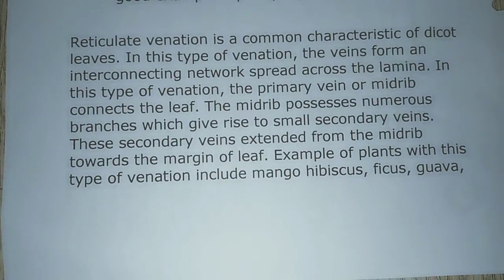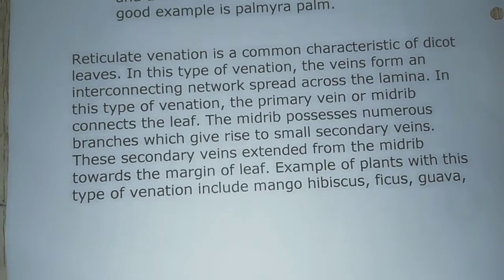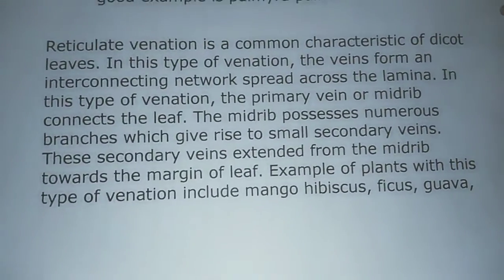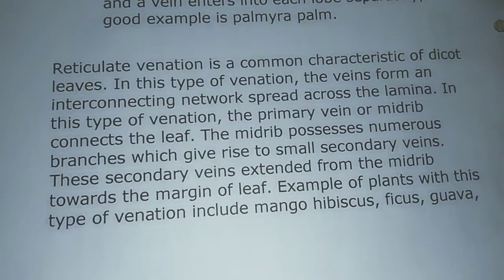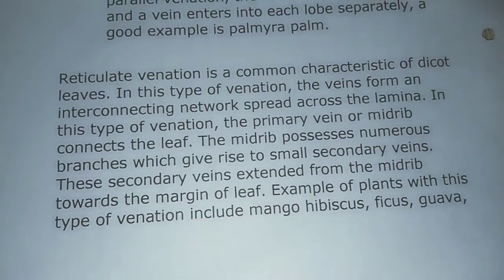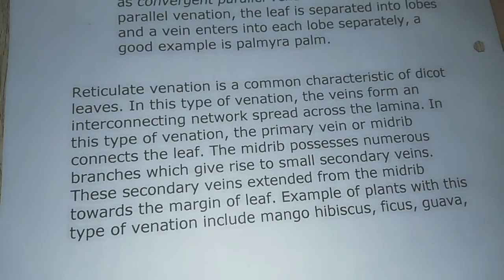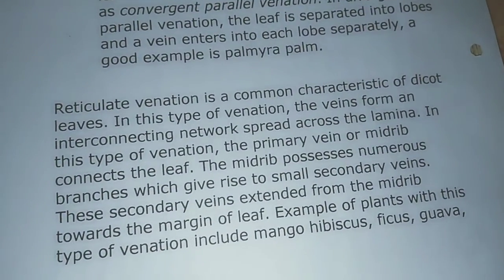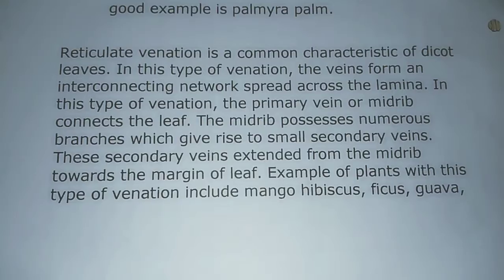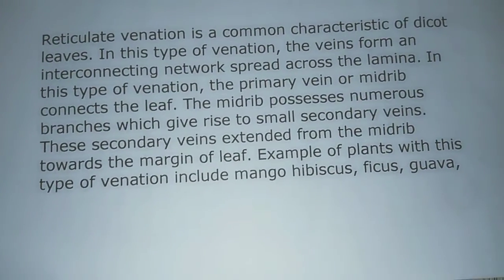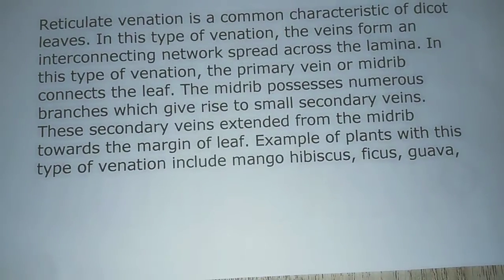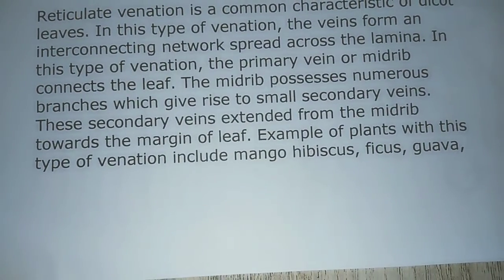Reticulate venation is a common characteristic of dicot leaves. In this type of venation, the veins form an interconnecting network spread across the lamina. In this type of venation, the midrib connects the leaf. The midrib possesses numerous branches which give rise to small secondary veins. These secondary veins extend from the midrib towards the margin of the leaf.